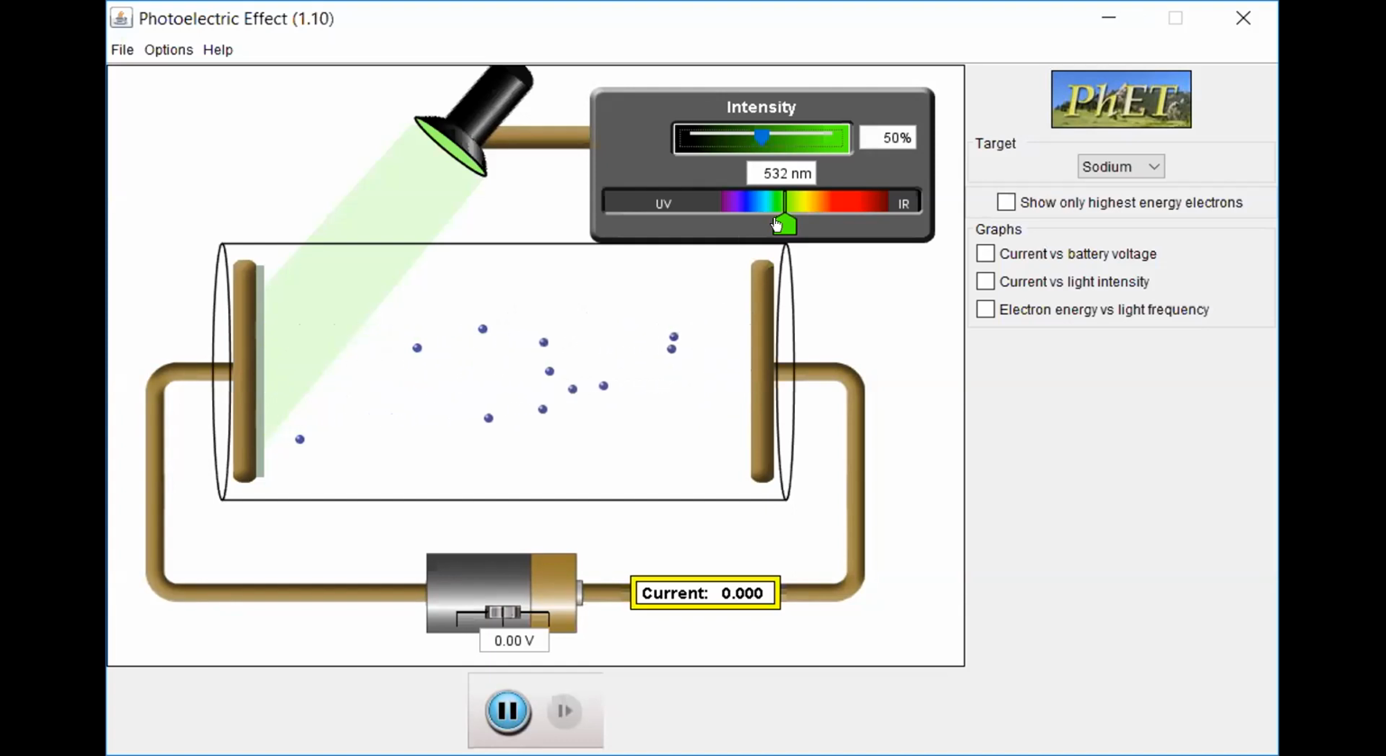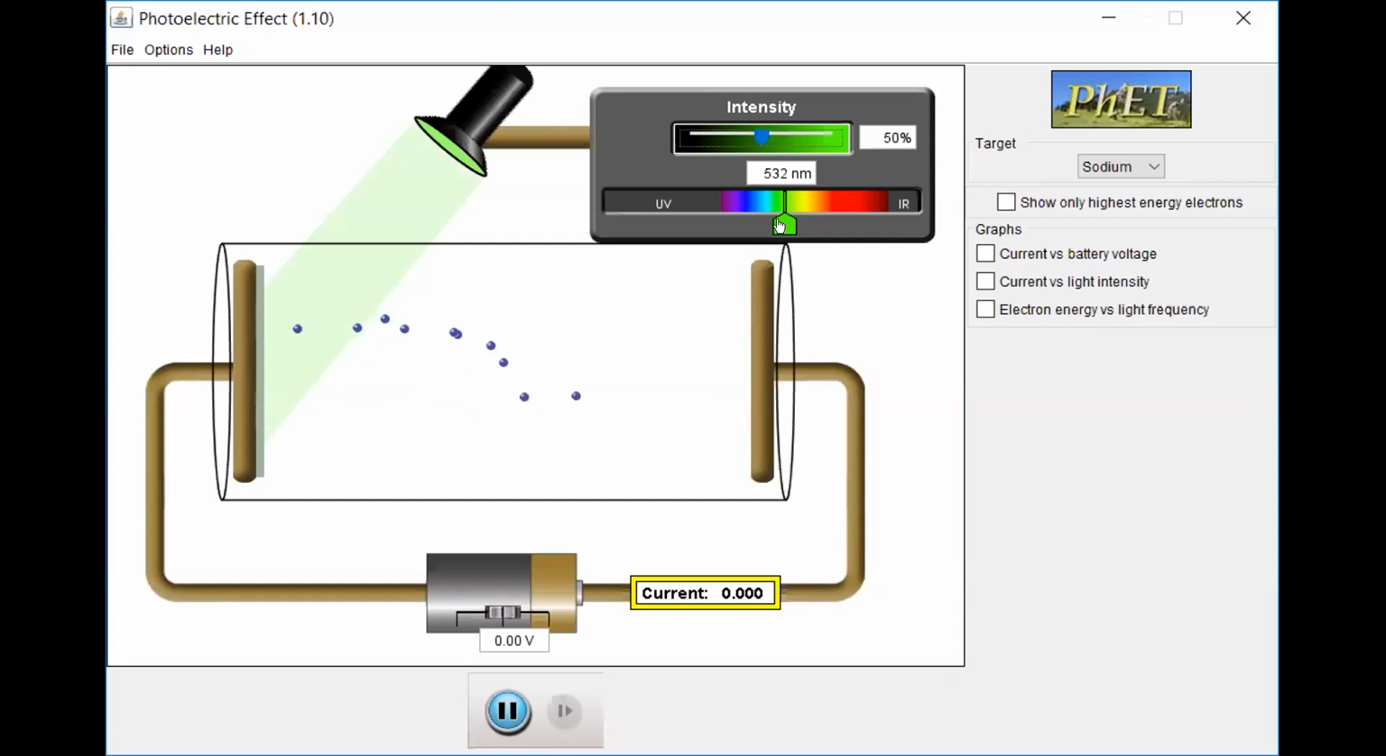Now, you'll notice that these electrons tend to be moving at a very slow speed. No matter if I have an intensity at 100%, or an intensity that's very low, the particles that are ejected near that threshold frequency will be moving very, very slowly. Okay, back to 50% intensity.